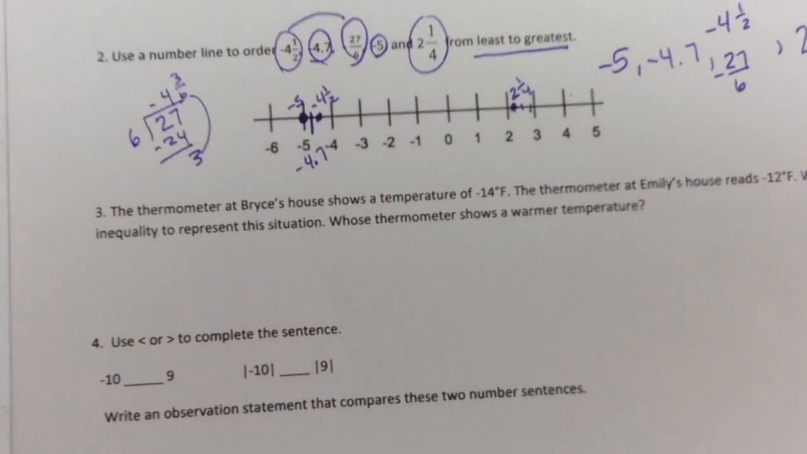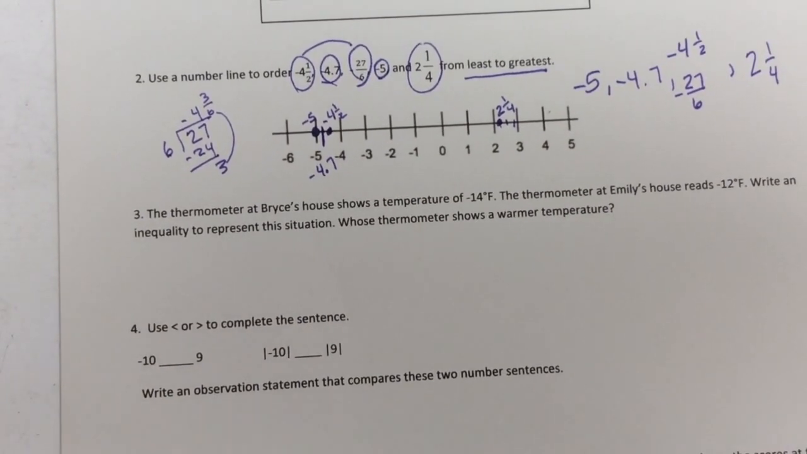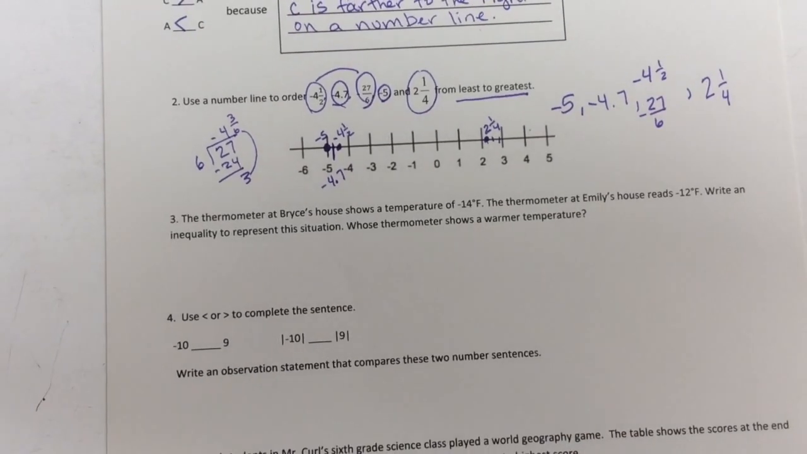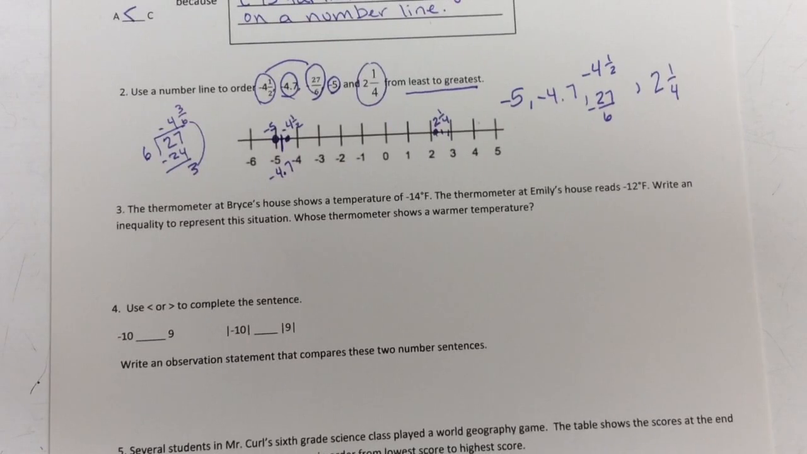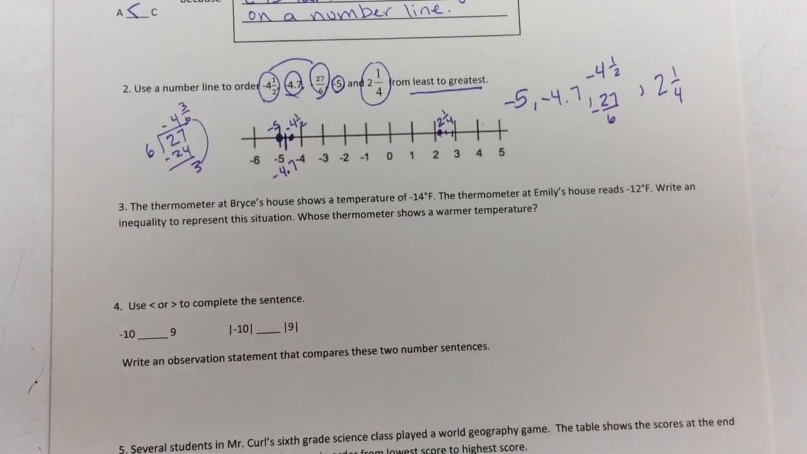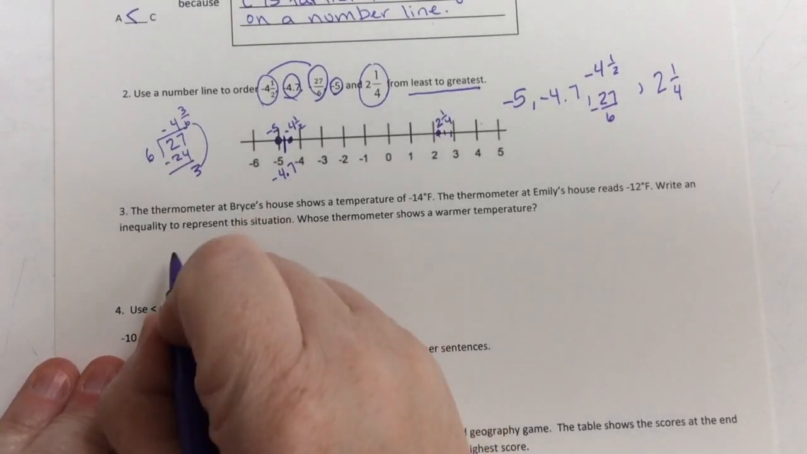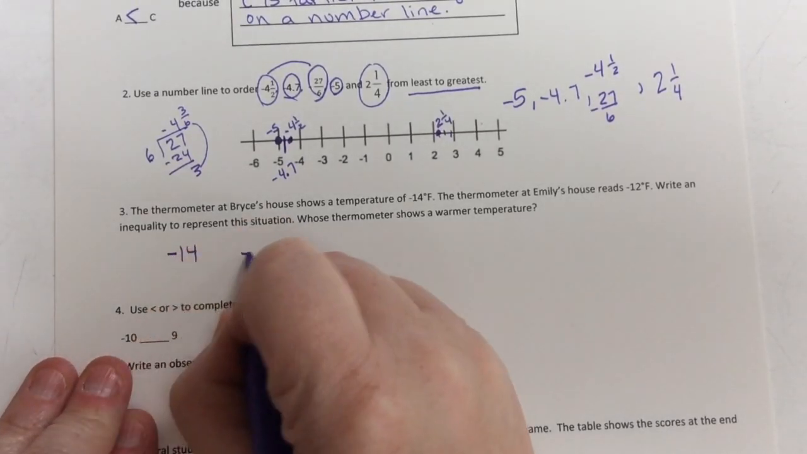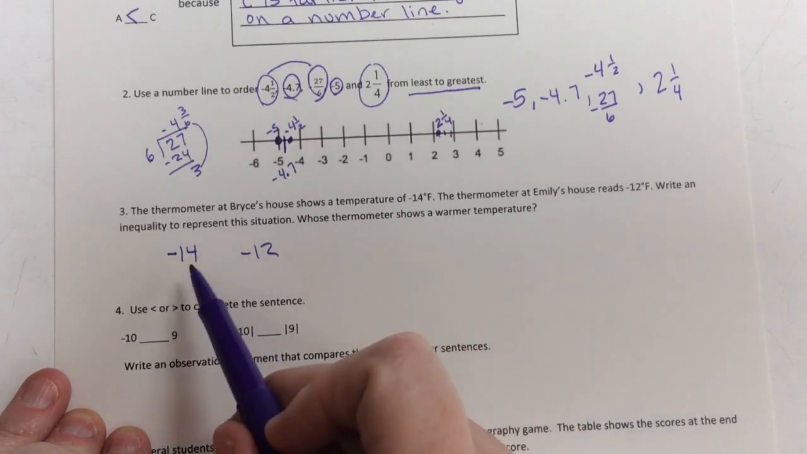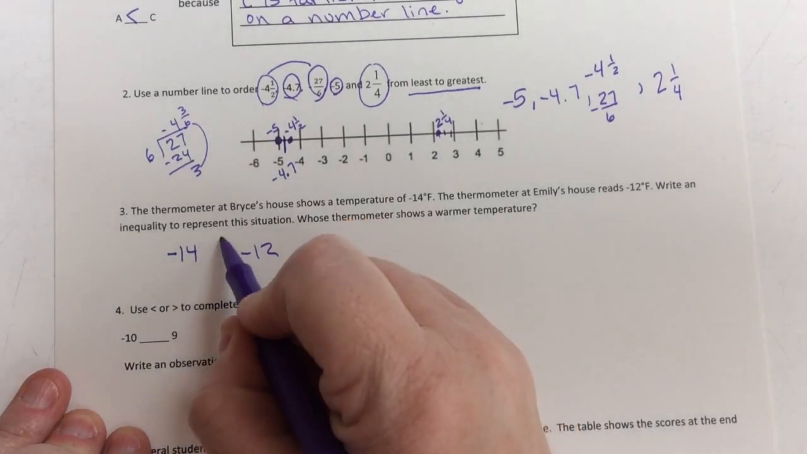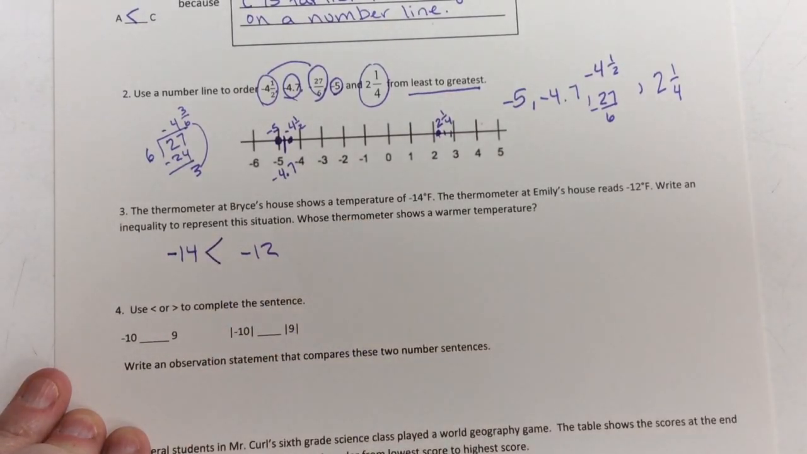The thermometer at Bryce's house shows a temperature of -14 degrees. The thermometer at Emily's house reads -12 degrees. Write an inequality to represent this situation. So what that means is -14 and -12. Inequalities mean less than or greater than. If I think about the number line, the one farther to the left is going to be smaller. That means -14 is less than -12.